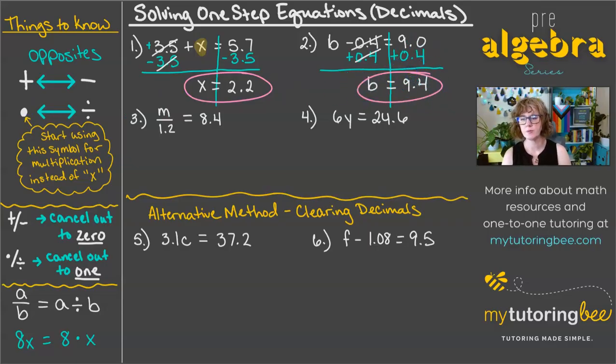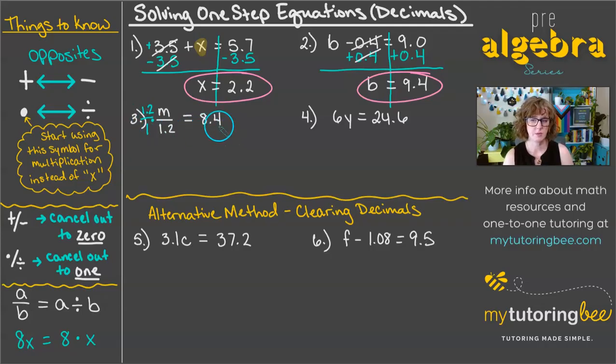All right, in our third problem, we have m over 1.2. Keep in mind that a fraction is just a different way of writing division, right? m is being divided by 1.2. In order to undo any division, we want to multiply. So we're going to multiply by 1.2. Now you can leave it just as this, or you can write it as a fraction if that helps you to see how this 1.2 will cancel out with this 1.2.